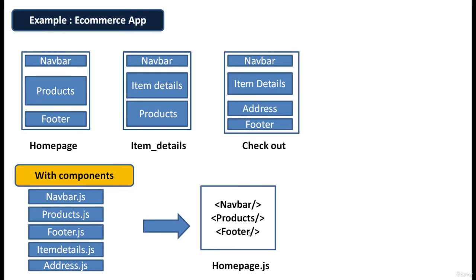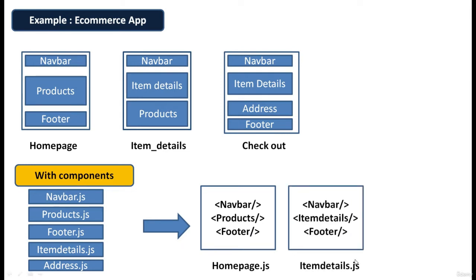After creating the home page component, we have to create the item details component. In this item details component also the navbar is repeated, but we are not writing the entire code. First we have created the navbar and we are reusing that navbar component in the item details page also.